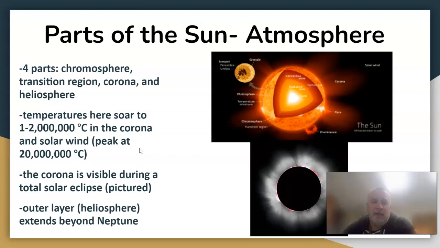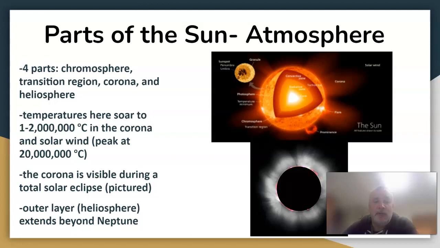The atmosphere. So the atmosphere has different parts. It has the chromosphere, a transition region, the corona, and the heliosphere. Temperatures here get very high, so 1 to 2 million degrees in the corona, and the solar wind can peak at 20 million degrees. But what you have to realize is that's not as much heat as what you run into in the core, even though the temperature is higher. Temperature is basically the speed of the atoms, but the amount of atoms matters when you're talking about heat. So here we don't have as many atoms, but they're moving very, very fast and very energetically.